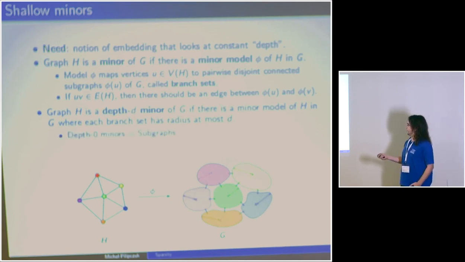Yes? And observe that depth 0 minors are exactly the same as subgraphs. Yes? Because a graph of radius 0 is just a single vertex.